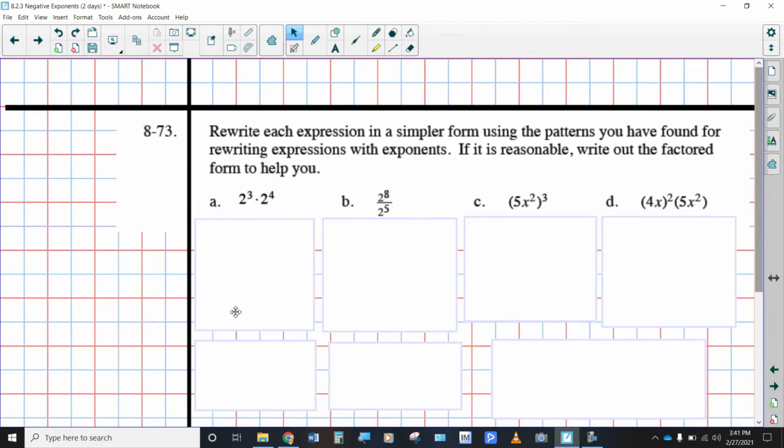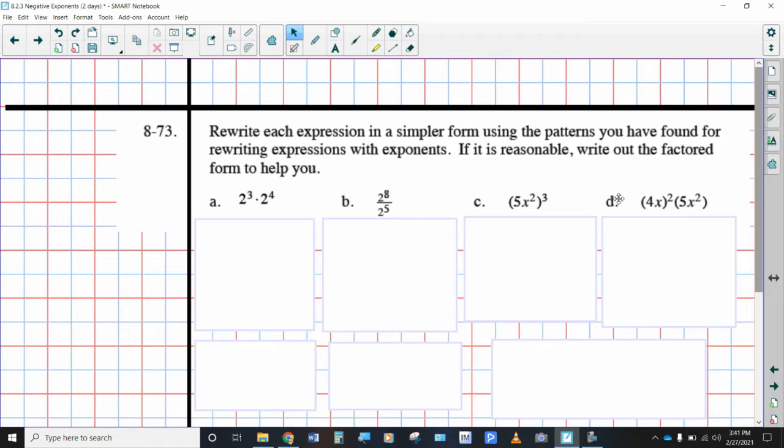All right, so rewrite each expression in a simpler form using the patterns you have found for rewriting expressions with exponents. If it is reasonable, write out the factored form to help you. And I think all of these are pretty much reasonable. Okay, so once again, we're reviewing exponent rules. This particular property has us multiplying two powers together. This has us dividing powers. These two both actually are combined properties, where you are taking the power of a power as well as the power of a product that's inside the parentheses. Since 5 times x squared represents a product, there's a process we're supposed to use there.